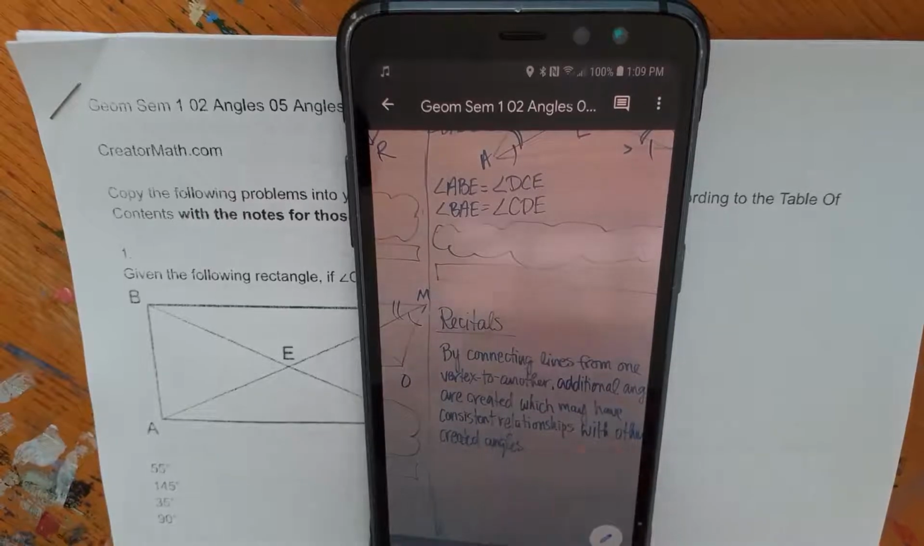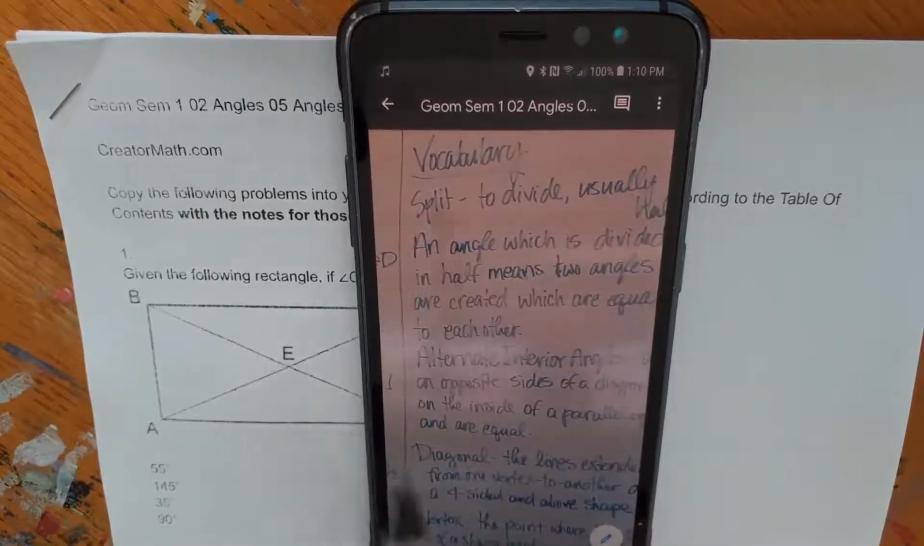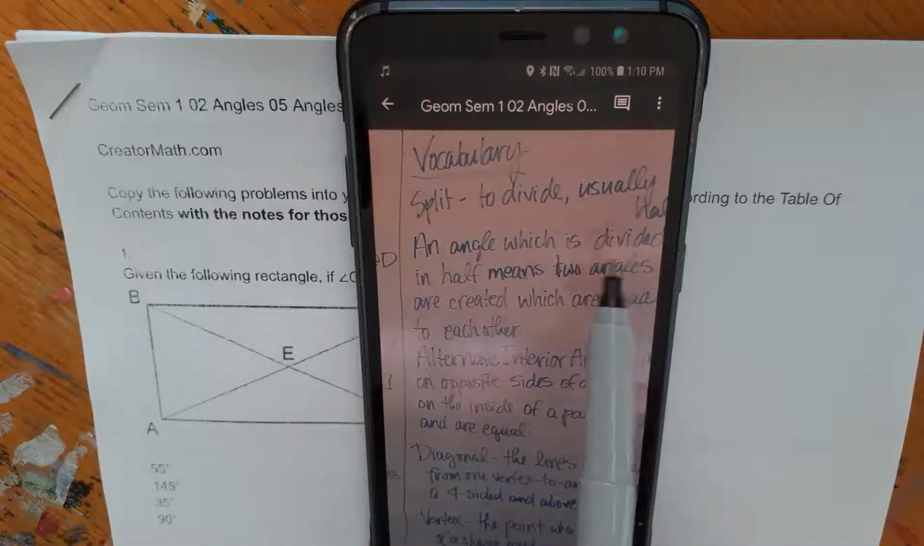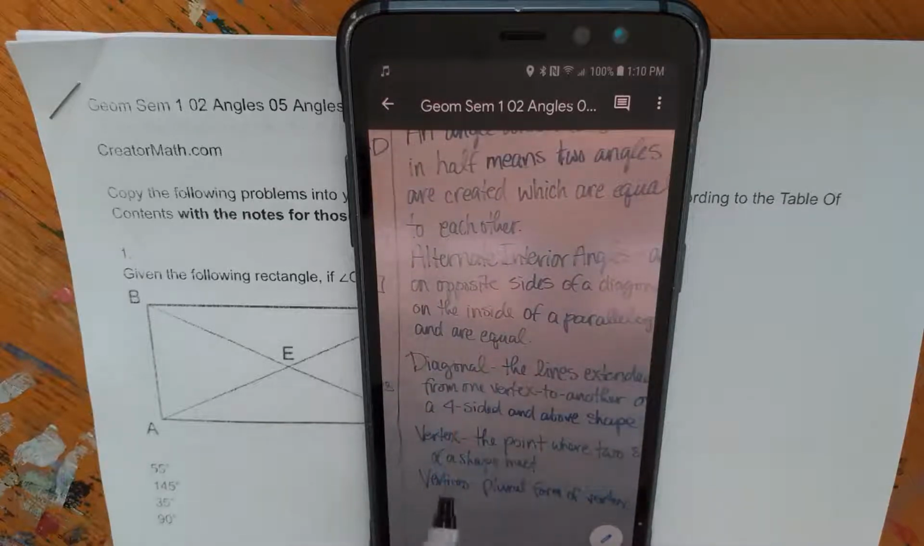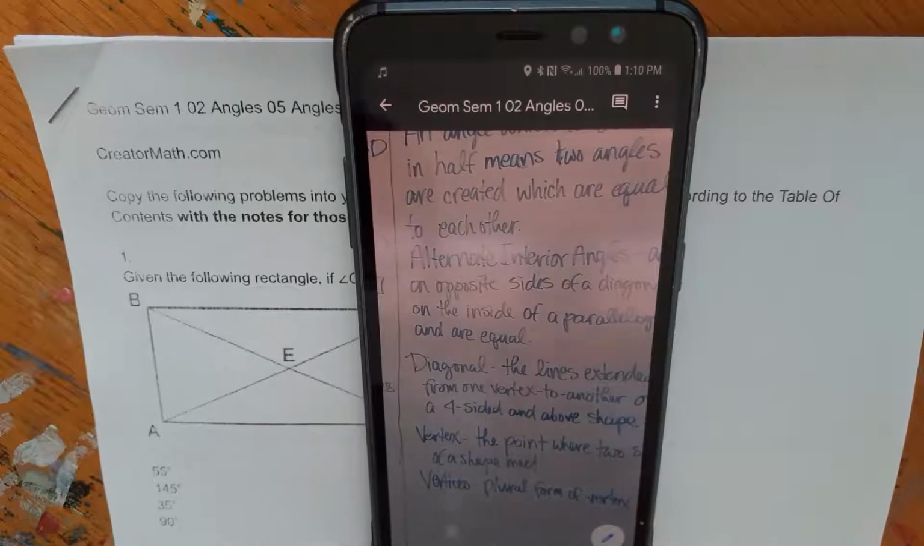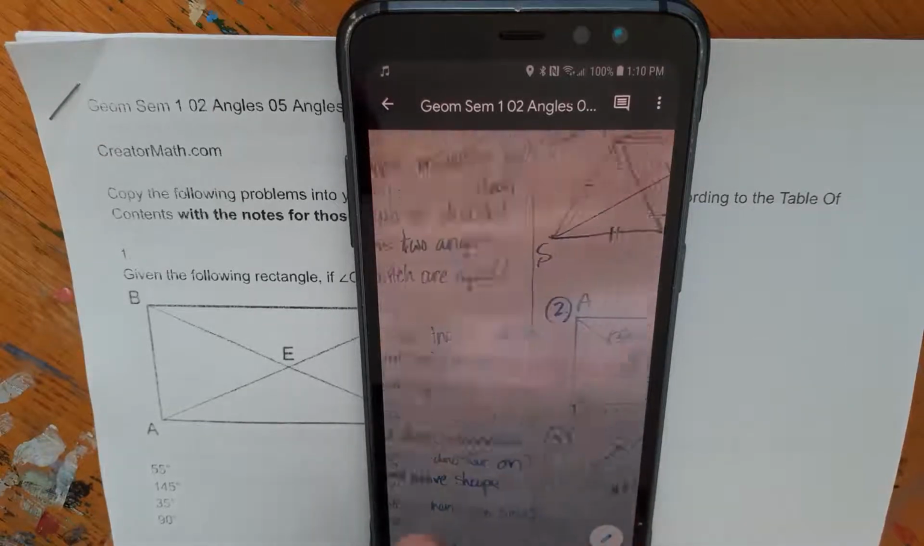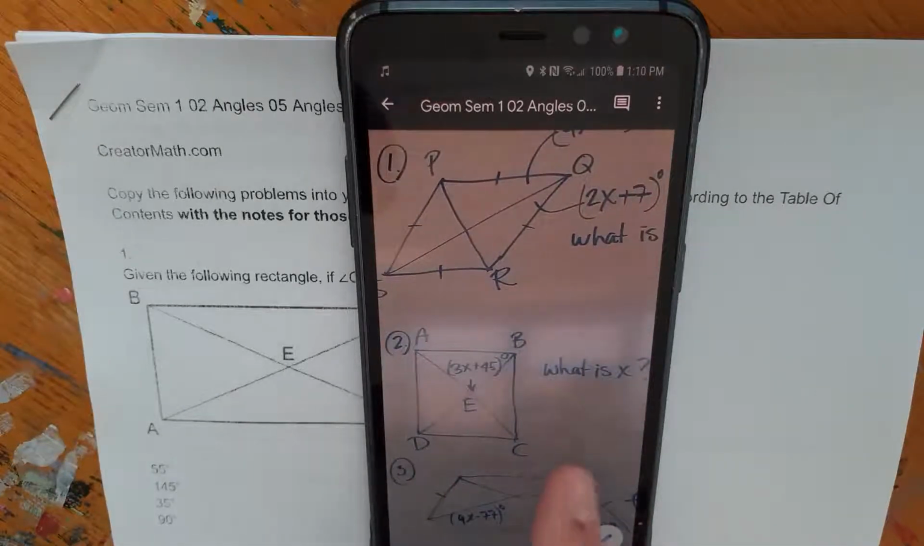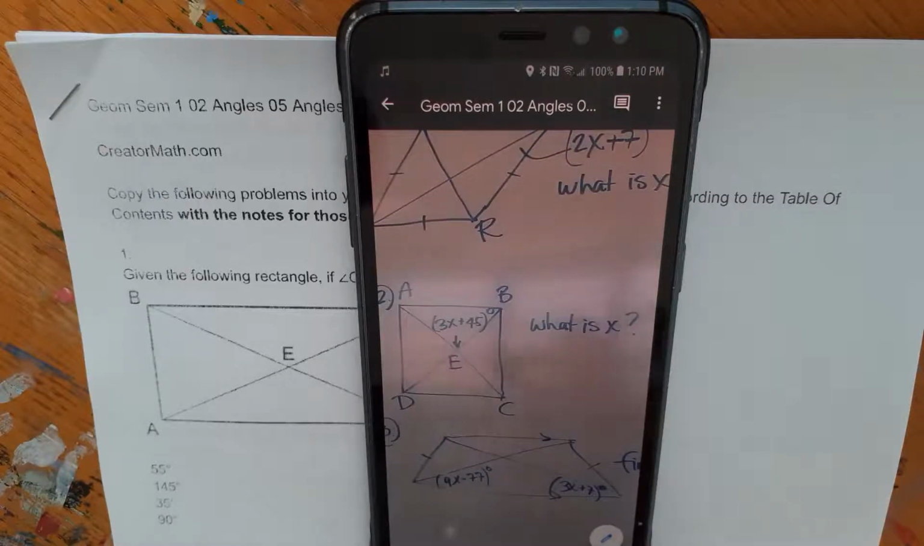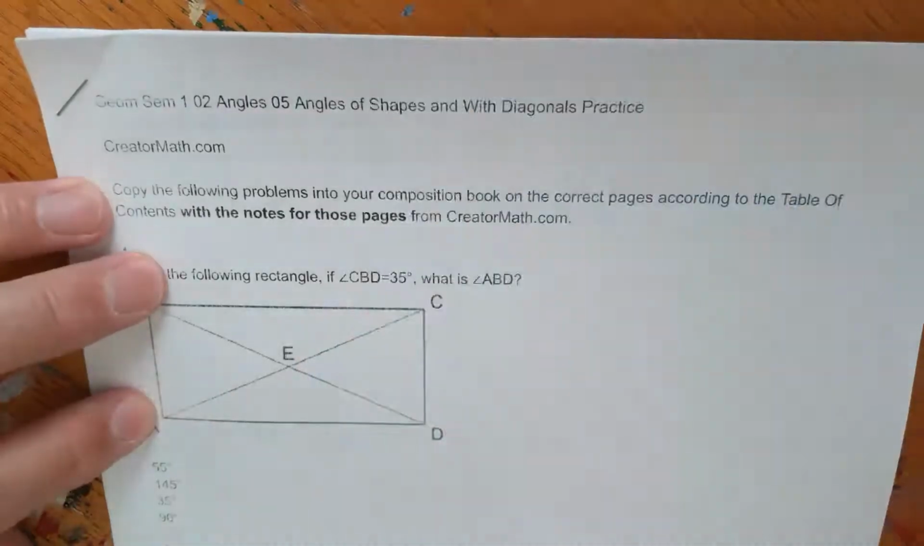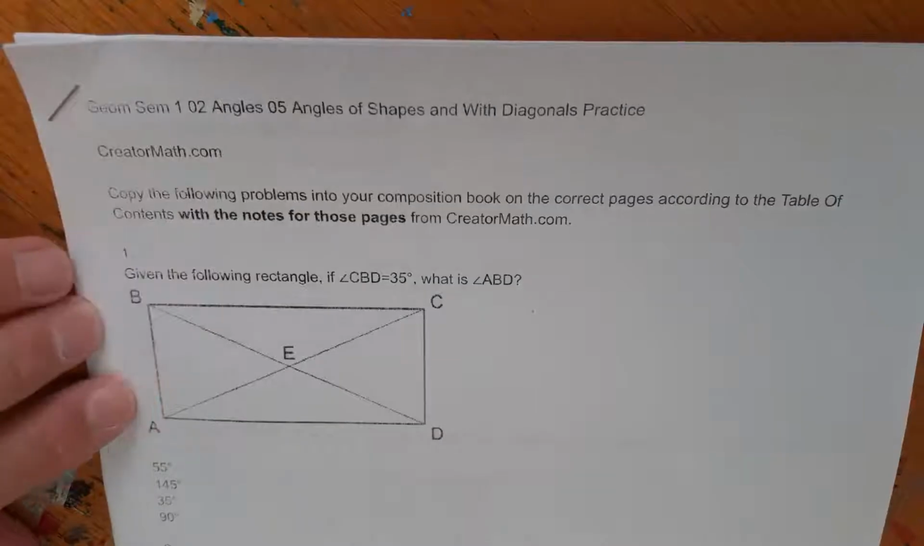All right, let's see, what else we got? Vocab: split means to divide, usually in half. Diagonals go from one vertex to another. A vertex is an angle in geometry. Plural of vertex is vertices. Here are some sample problems you're going to put into your comp book and go ahead and solve if you can. Otherwise, we're going to do these problem sets, and you're going to do these too, and copy these in your comp book.